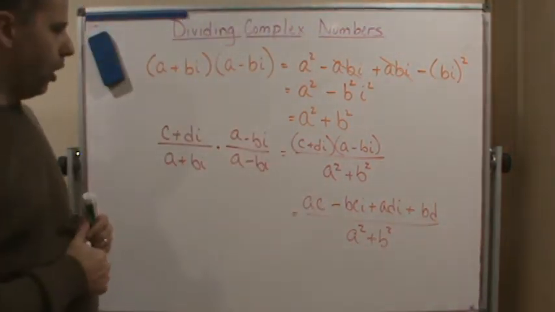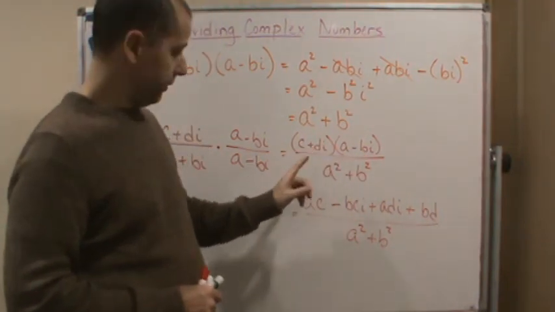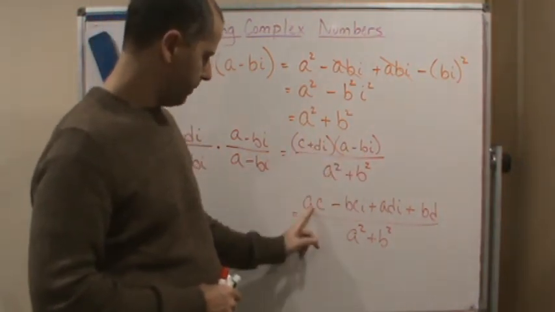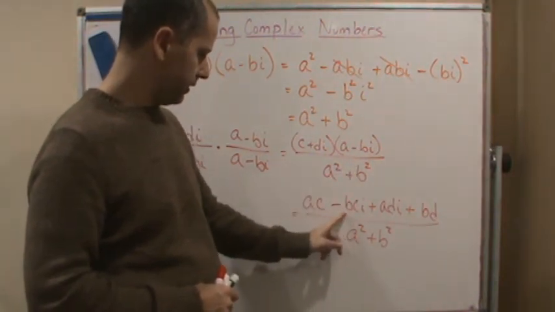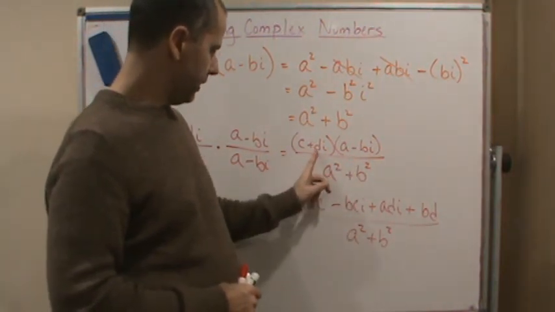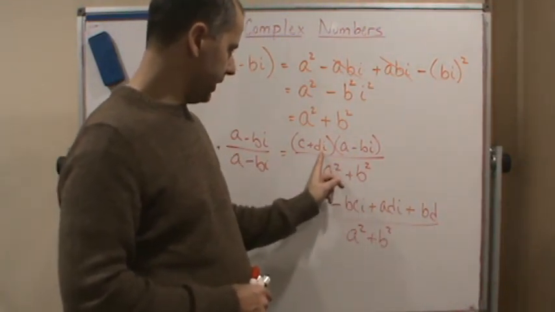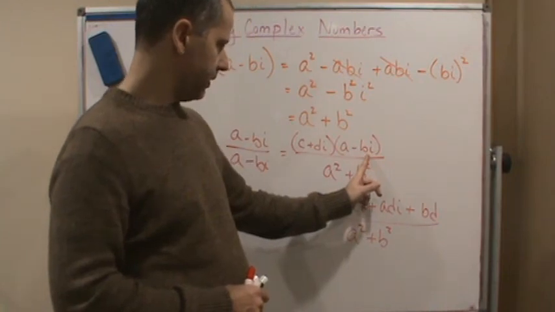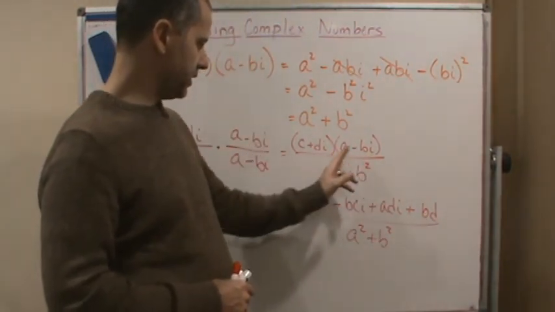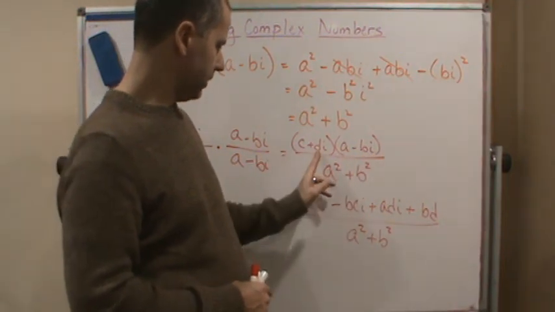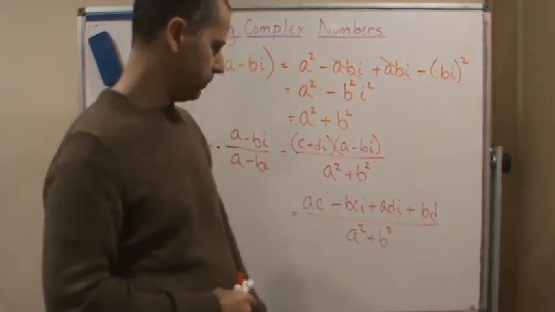And so again, all I did was use the distributive property or the FOIL method. So I get c times a, and then c times negative bi, which gives me this. And then di times a gives me this. And then di times negative bi gives me this, because I get i squared, so I get minus bd times i squared, which then gives me plus bd.